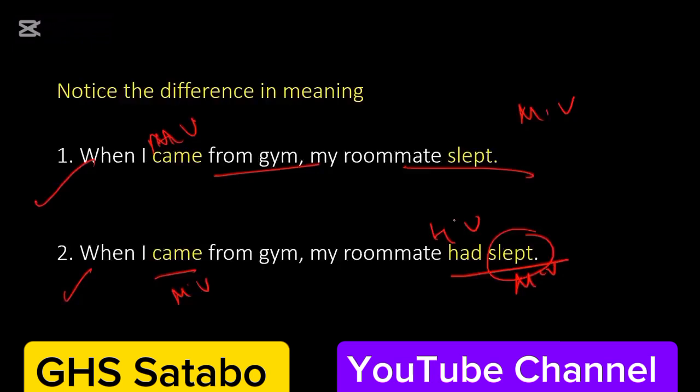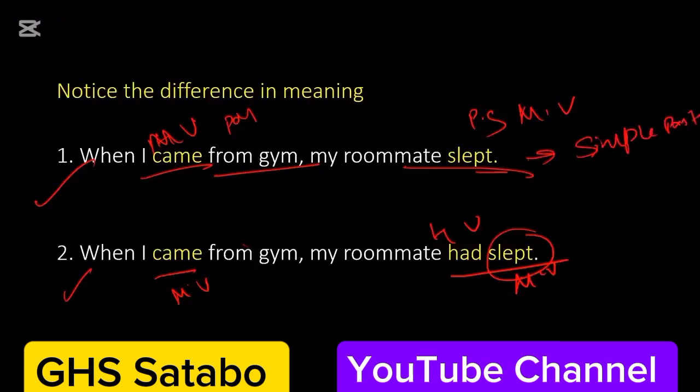Coming back. In sentence number 1, we have two main verbs, came and slept. Came clearly shows that it's a past tense. Slept also shows it's a past tense. So the first doubt is very much clear, that we are talking about a simple past tense in your first sentence.